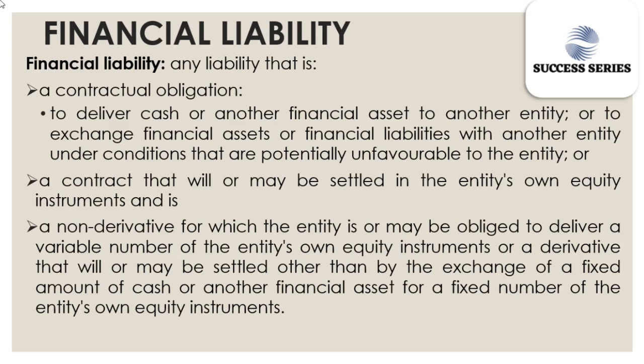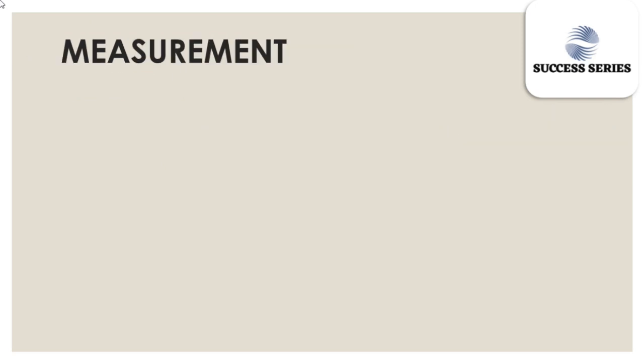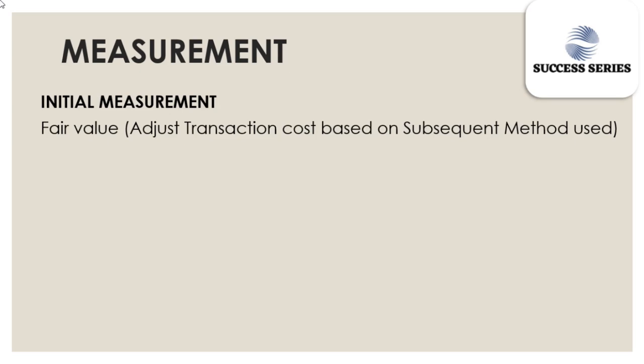Let's dive into the measurement. Now, the measurement is enshrined in IFRS 9. So IFRS 9 gives the initial measurement you have to follow and that of the subsequent measurements. Let's first start with the initial measurement. Initial measurement for financial liability is fair value, and then you adjust the transaction cost based on the subsequent method you adopt. So bear in mind that for financial liability, we have two major methods.